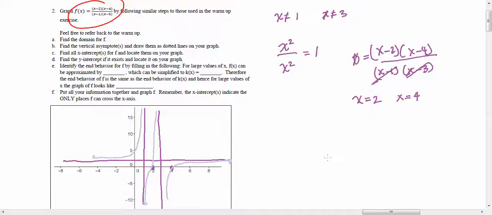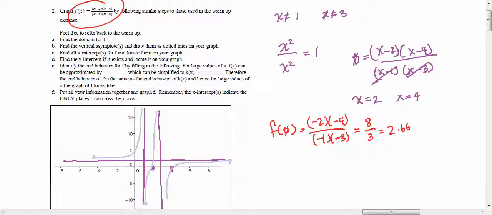Let's figure that out. What is the y-intercept itself? The y-intercept is when I plug in x equals 0, so f of 0. Well, that's simply negative 2 times negative 4 divided by negative 1 times negative 3. I just plug in x equals 0 into all of those, and that's what I get. So I have positive 8 over positive 3, which is 8/3, also known as 2 and 2/3, which is 2.66. Yeah, hey, that's what I got. Well, I told you it was a number bigger than 1.